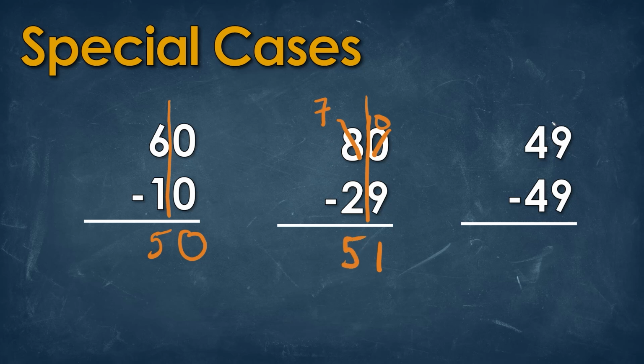Okay, last one. Well, we have 49 minus 49. Anytime you have the same number, subtracted by itself will always be 0. If you don't believe me, let's try doing the math on this.